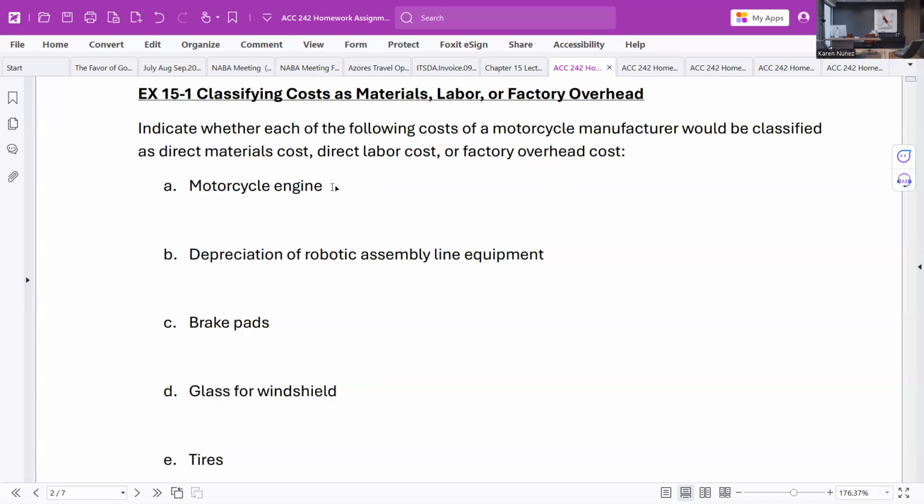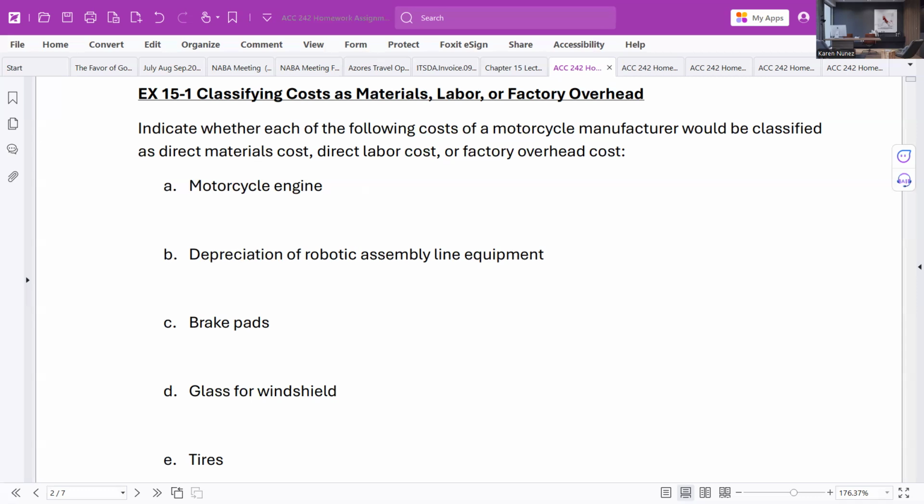What's the difference? Materials costs are materials related costs that are integral or key, and we can trace them to the cost object. Direct labor is touch labor. Factory overhead, well, it's not direct materials, it's not direct labor, it's other costs that are related to manufacturing.